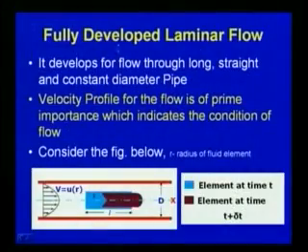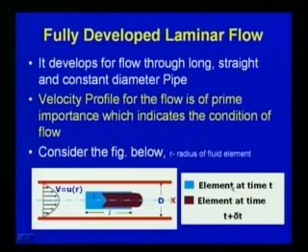So, first we will see the fully developed laminar flow. The flow develops at a distance. If you consider a long, straight, constant diameter pipe like this, the velocity profile for the flow is of prime importance, which indicates the condition of flow. You can see that the velocity variation is like this. Velocity is maximum here, with a parabolic variation.